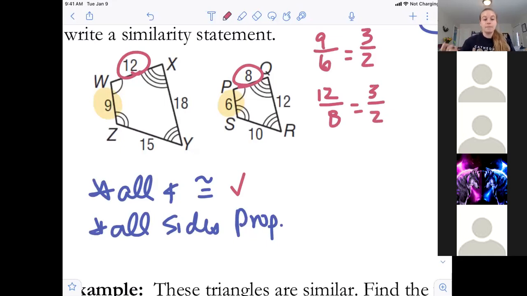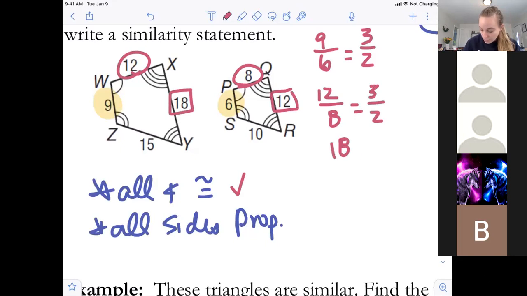We're going to keep going. Who can give me another set? XY and QR. I heard Ben. XY over QR, 18 over 12. Very good. 18 and 12 both have a common factor of 6. So I get 3 over 2.